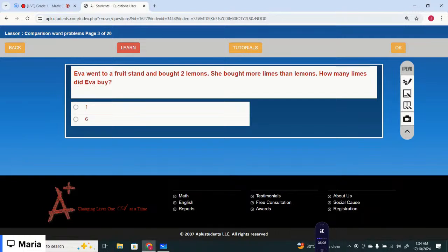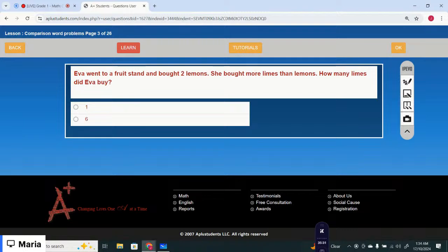Eva went to a fruit stand and bought 2 lemons. She bought more limes than lemons. How many limes did Eva buy? So which is the correct option?